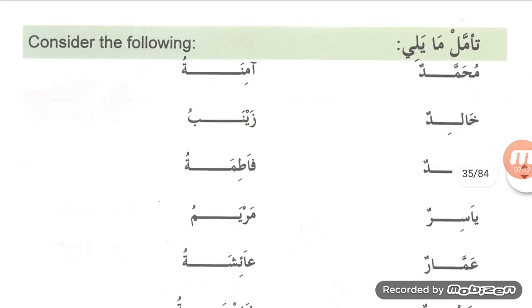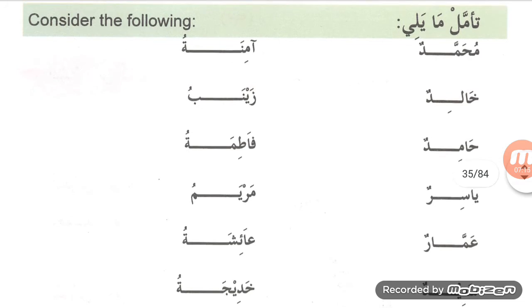Consider the following. I mentioned before that generally masculine names will not end with a tanween. Tanween: dammatayn, two fathas or two kasras. Here you see Muhammadun, Aminatu, Khalidun, male name, Zainab, female name, Hamidun, Yasirun, Ammarun, Sa'idun, Alijun, Abbasun. Here you see tanween appearing on the final letter of the male names. This is not the case with the female names.